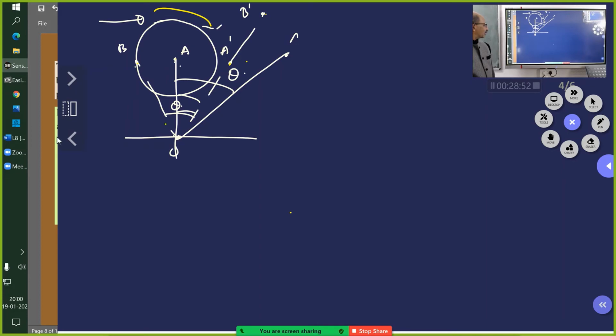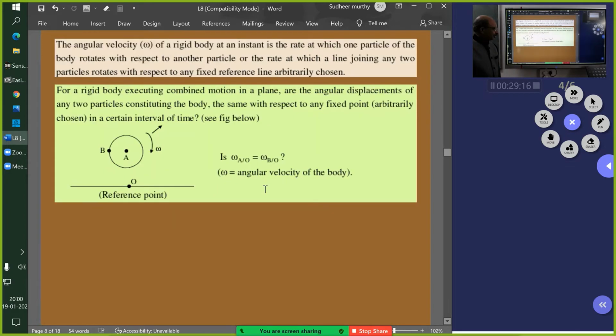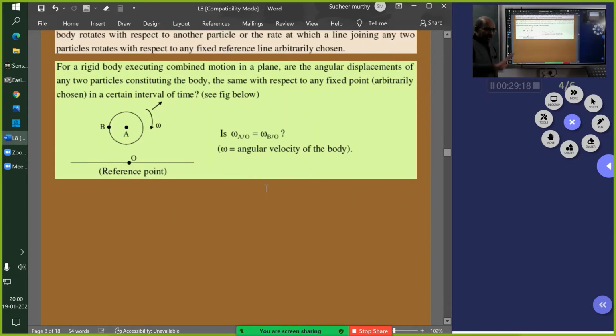See, the question asked was, are the angular displacements of any two particles constituting the body the same with respect to any fixed point? That is, omega A with respect to O is equal to omega B with respect to O. Is it possible? It may or may not be possible. It is a combined motion. So you should draw and estimate the things.